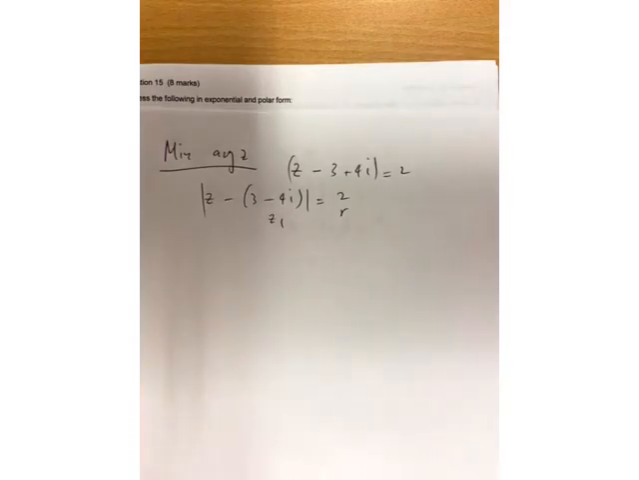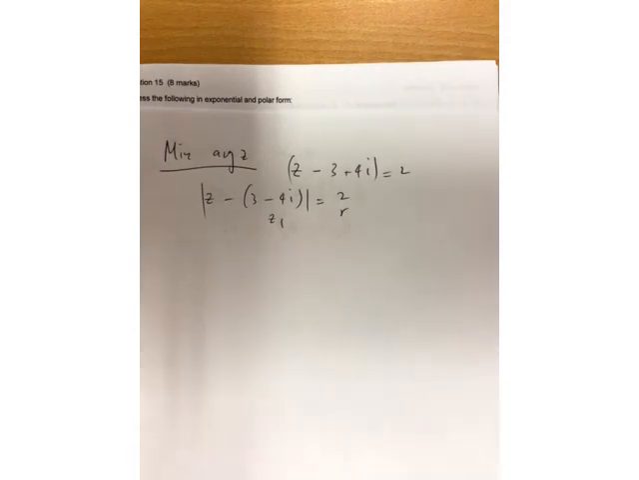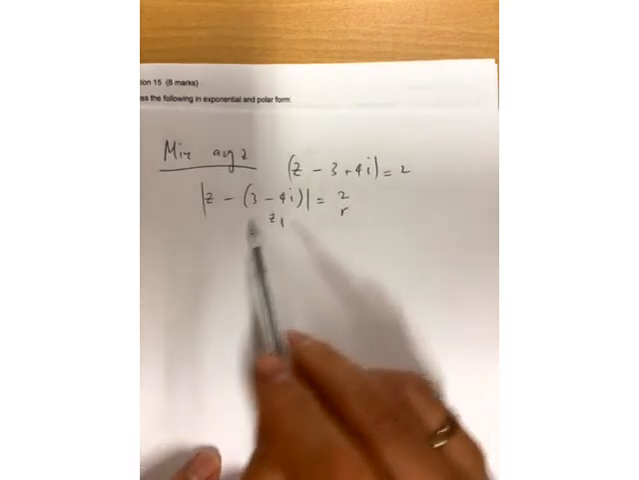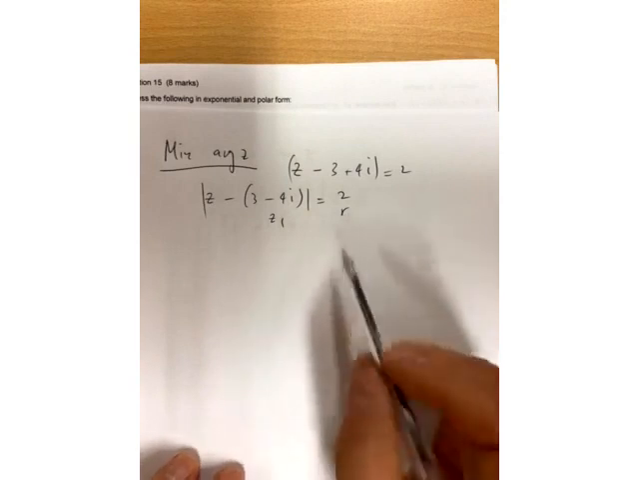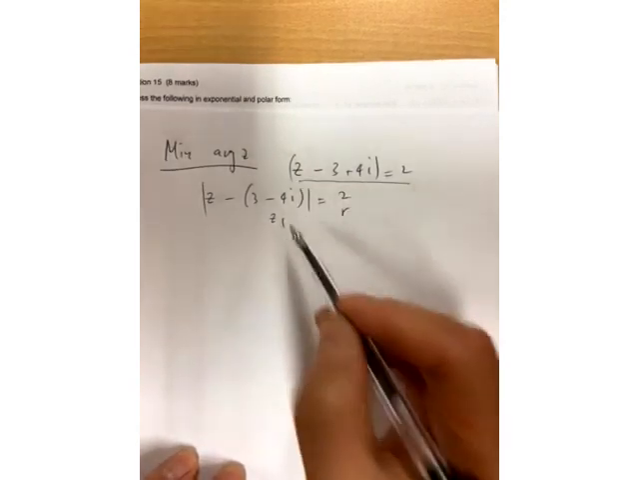Today we're looking at the minimum argument. How do you find the minimum argument given certain values of z? In this case, you have a circle given by |z − z1| = r. So you've got to change that into |z − z1| = r form though.